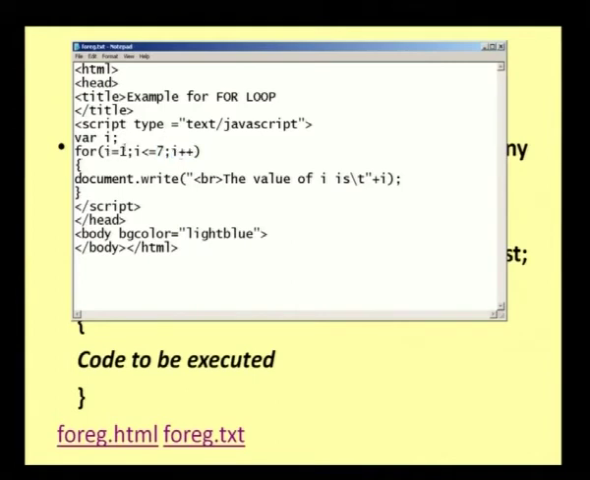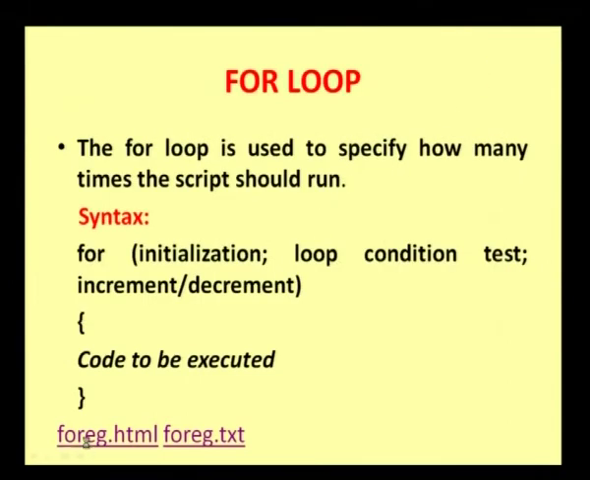So the first time, i is equal to 1, yes, it is less than or equal to 7, so it will print the value of i as 1. When 7 is reached, the control will come out of the loop, when the value is greater than 7. So this loop will be repeated until the variable attains the value 7. Let us execute this program and see the output.